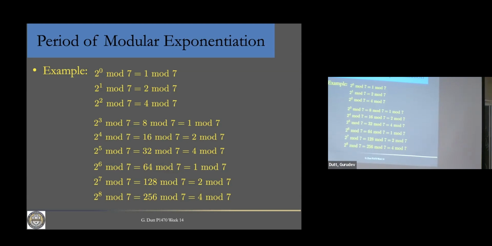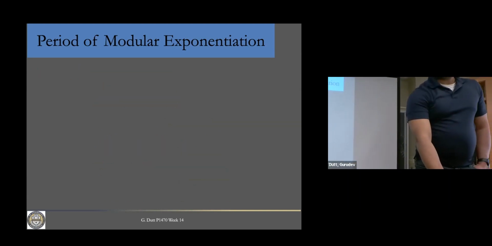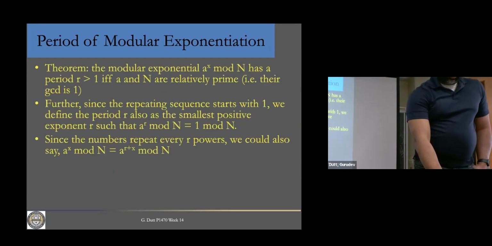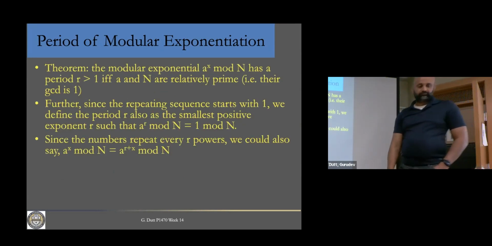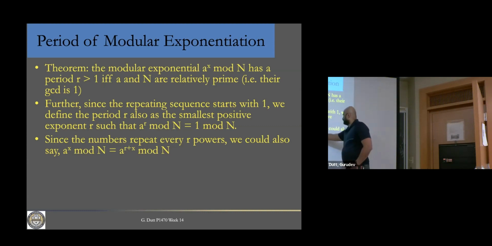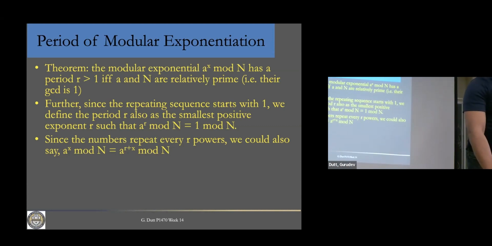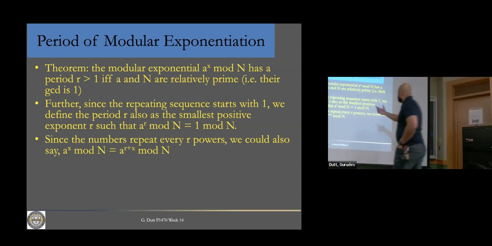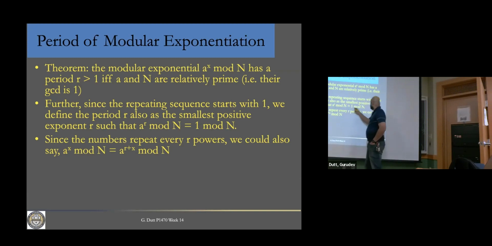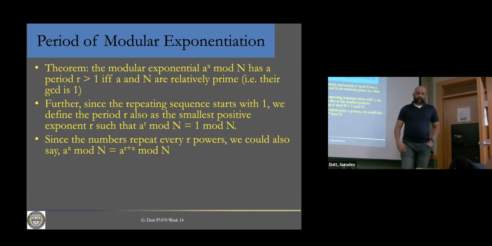So that's what it means. In that case, a to the r modulo n will always become 1 modulo n. And since the numbers repeat every r powers, we could also say a to the x modulo n is equal to a to the r plus x modulo n. That's another way to define this order r. But the simpler way to think about it is just from this fact: a to the r modulo n must be equal to 1 modulo n.